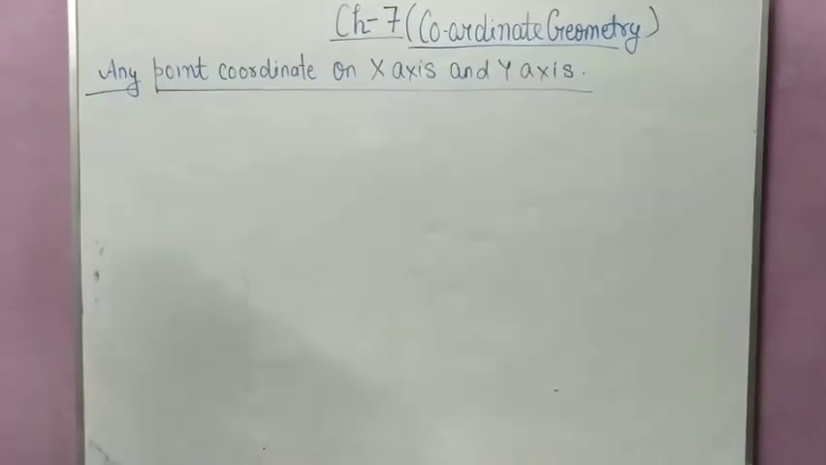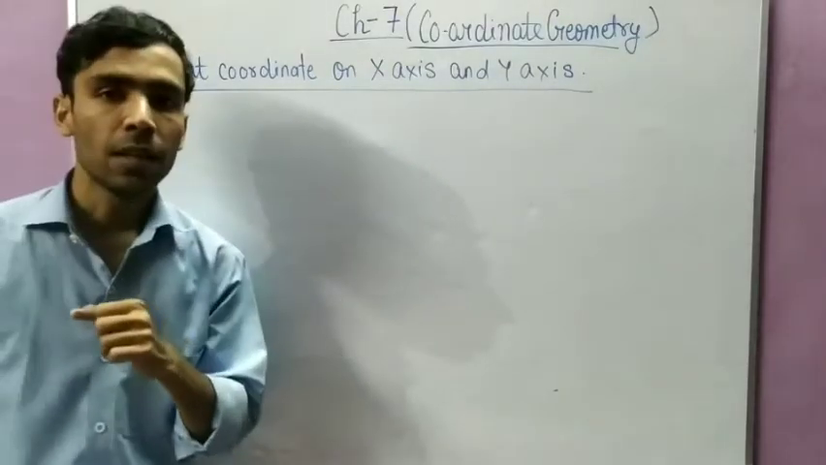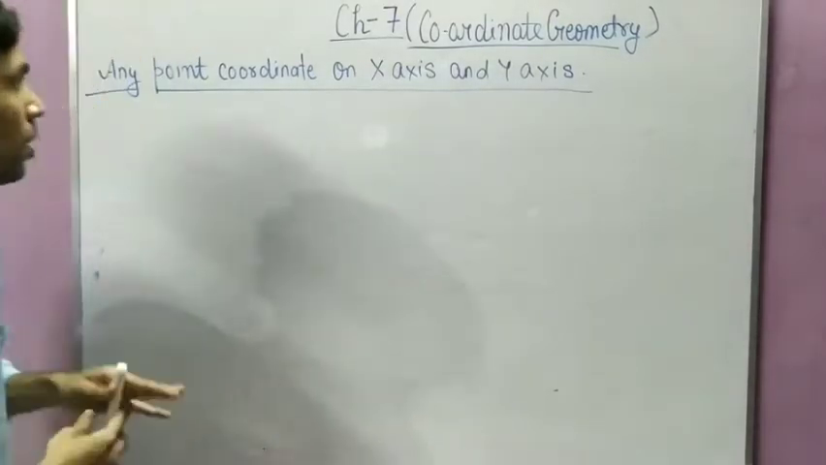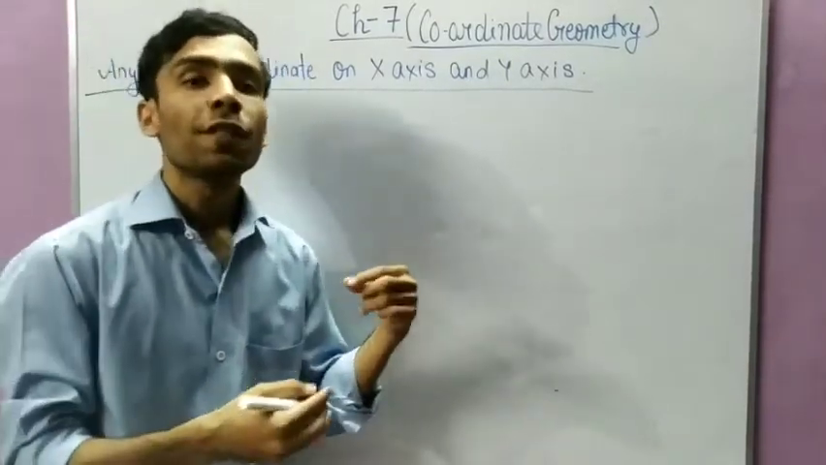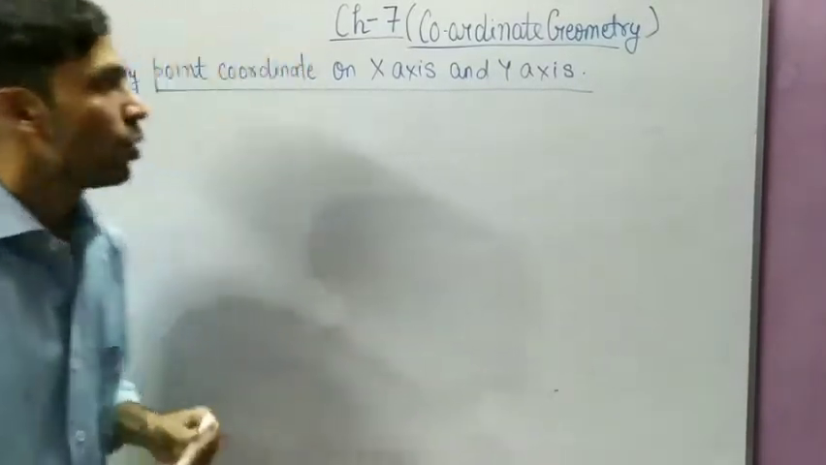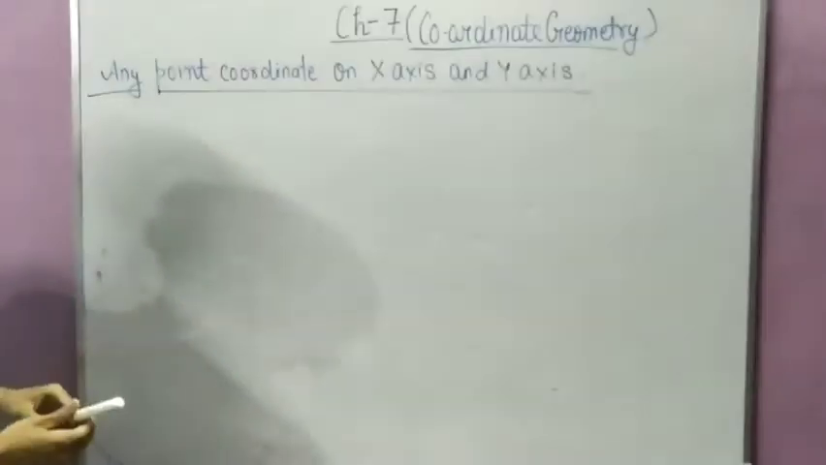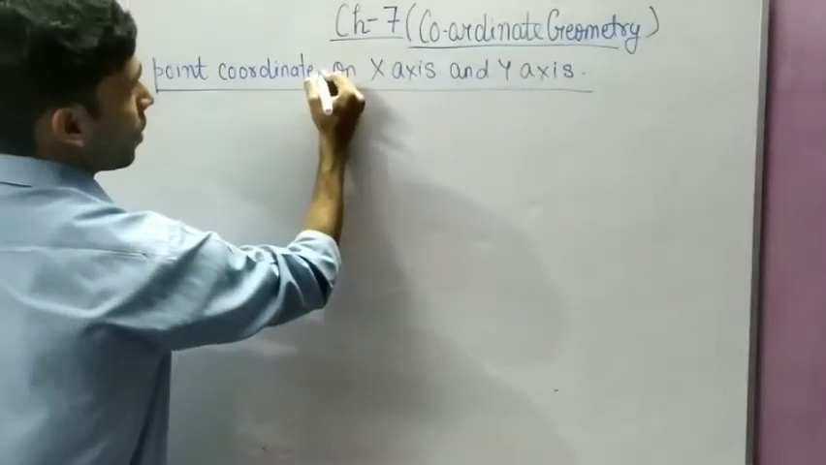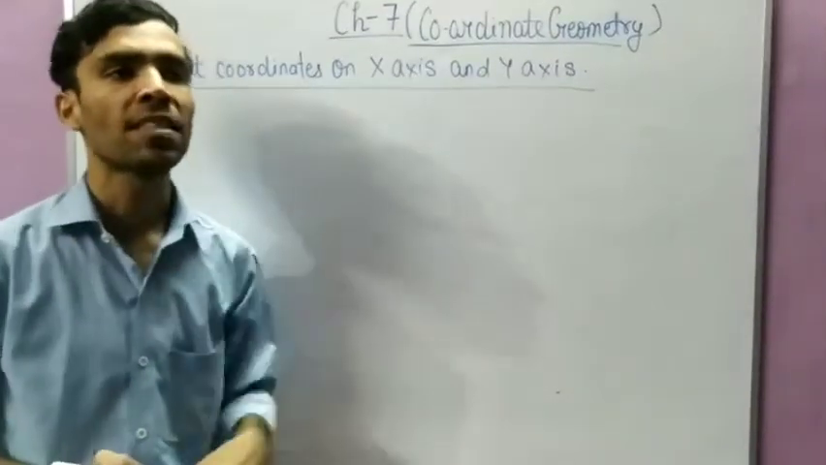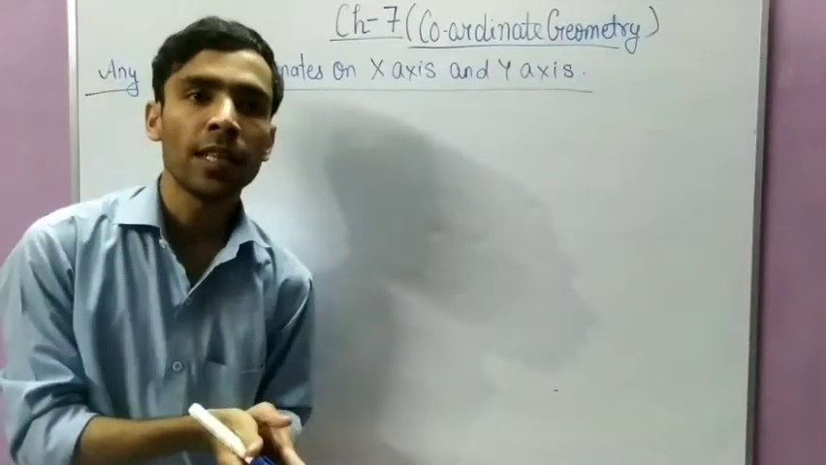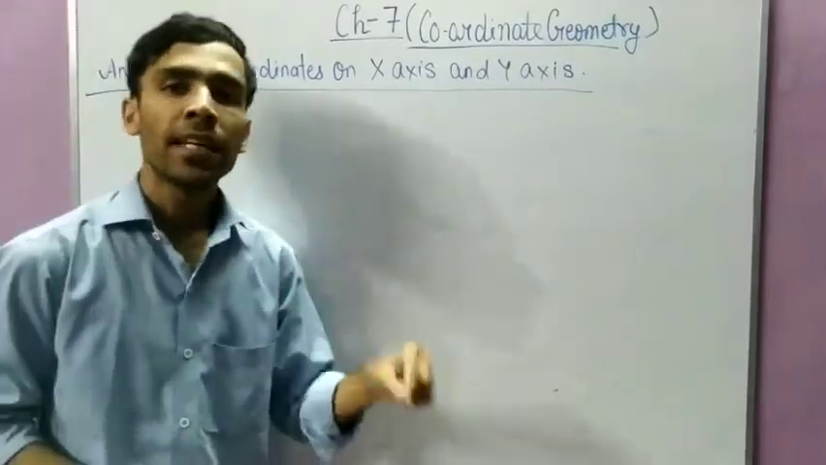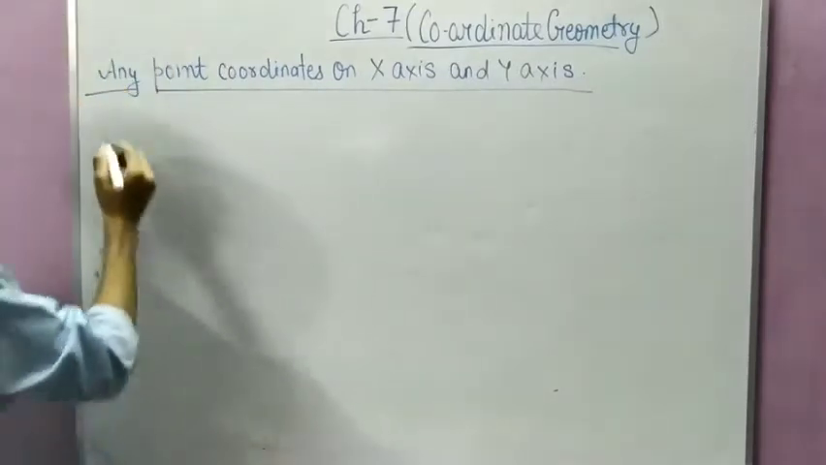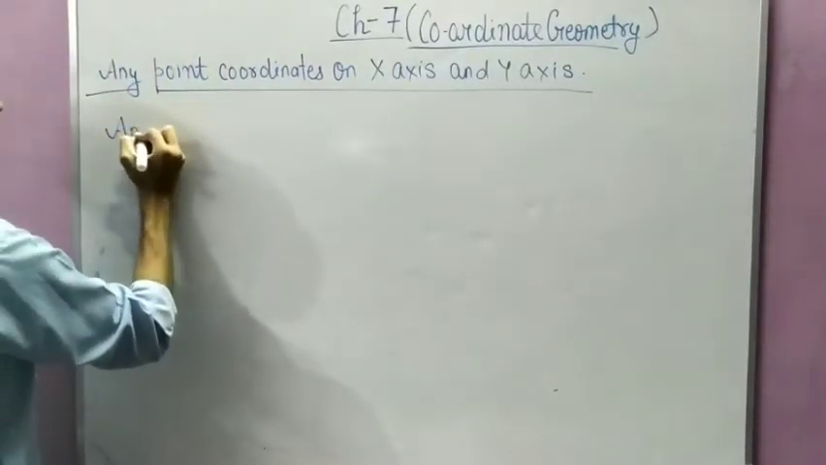Now students, we will study one new thing: whenever a point is lying on the x-axis or y-axis, what will be its coordinate? So the heading is: any point's coordinates on the x-axis and y-axis. The meaning of this topic is that whenever a particular point is lying on the x-axis or y-axis, what will be its coordinate?